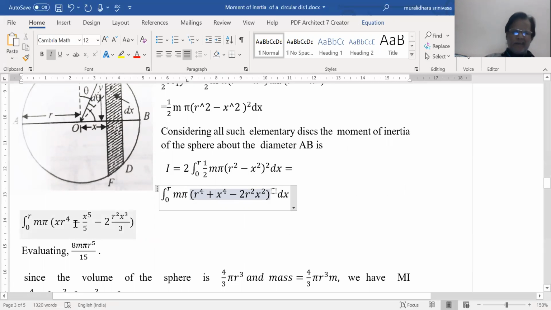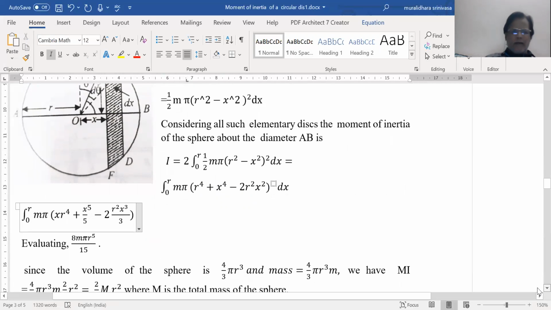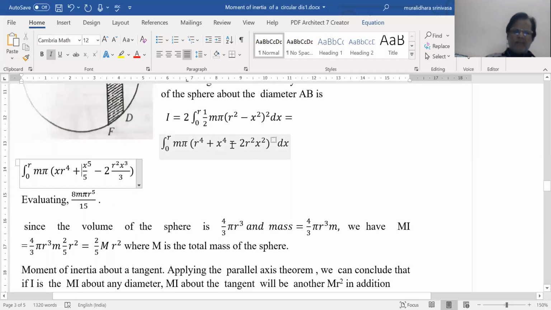Ultimately this should be a plus. So if you calculate, this is r to the power of 4 plus x to the power of 4 minus 2r square x square. If you integrate now, what happens? This becomes x r to the power of 4, this x to the power of 4 becomes x to the power of 5 by 5, and minus 2r square into the integral of x square gives x cube by 3. Evaluating with the upper limit r substituted, this turns out to be 8 m pi r to the power of 5 by 15.